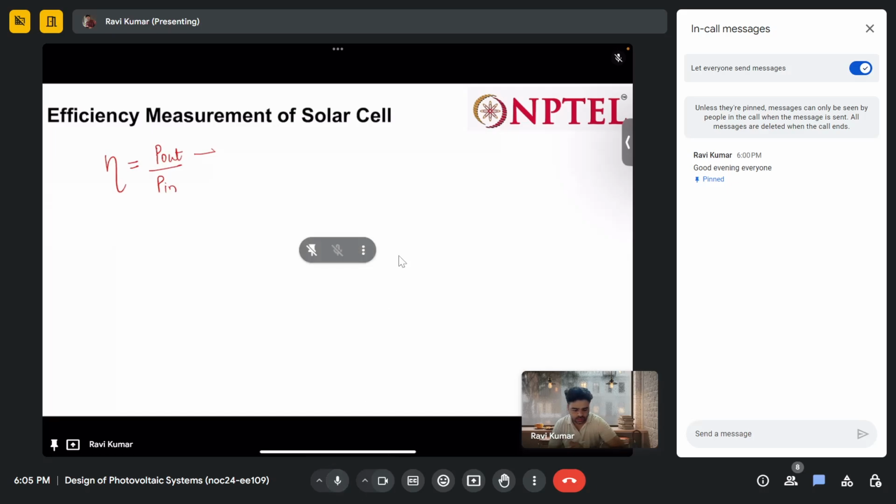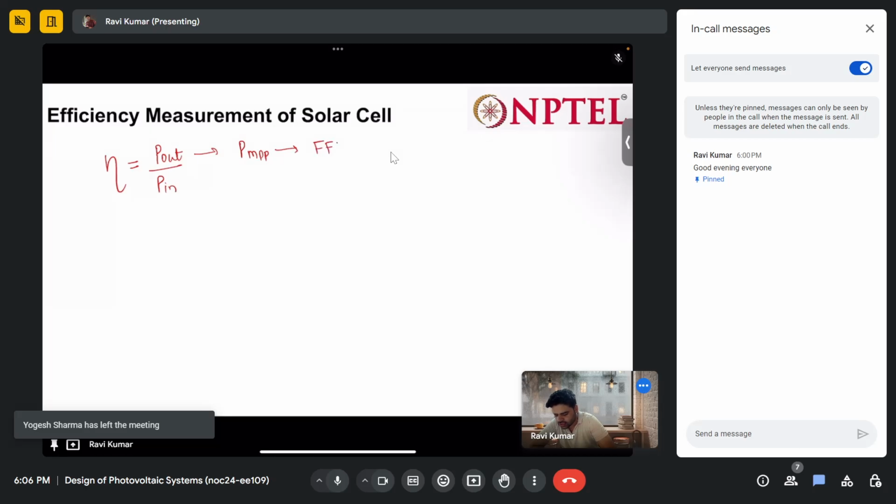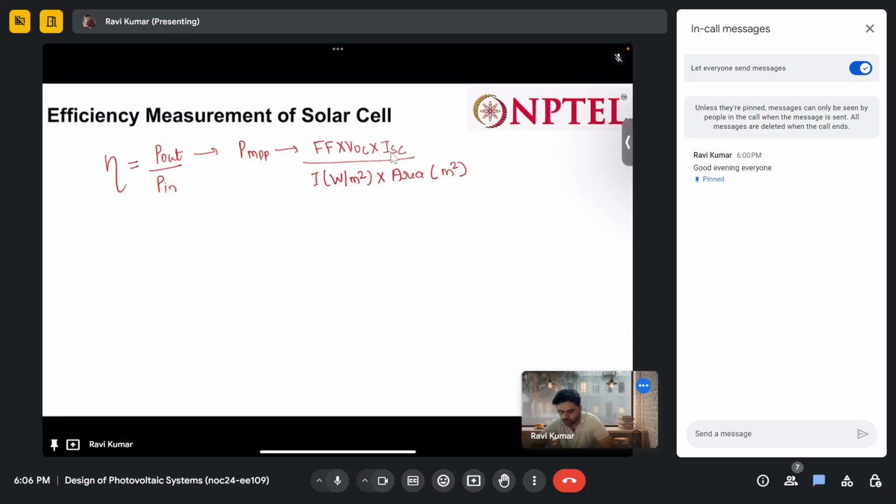Sorry for the disturbance. So yes, we were talking about this efficiency term. This P output is PMPP, that is the power at maximum power point. We can also write it as fill factor into VOC into ISC. And the second term here is P input, that is insolation in watt per meter square into area of cell or area of module. So this is the basic formula for efficiency.